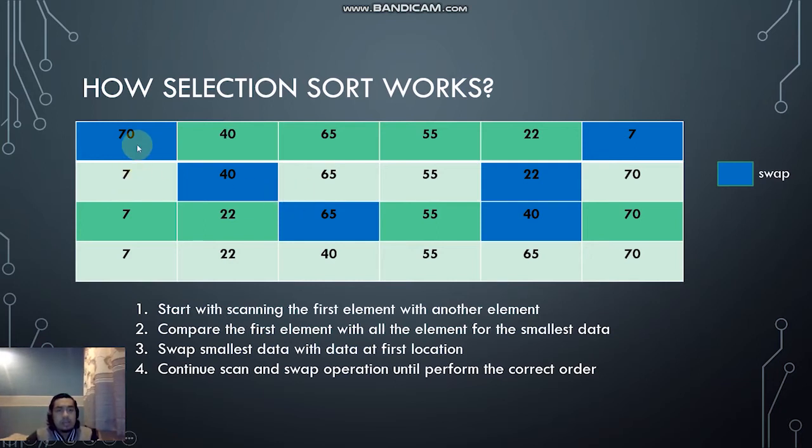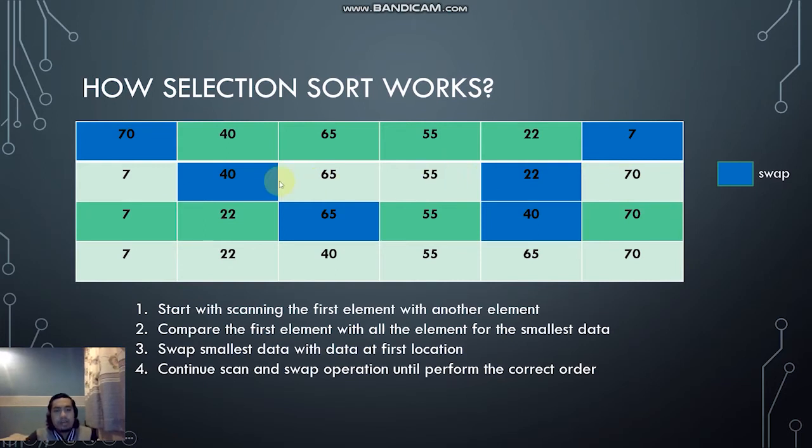So the first element is 70. So 70 needs to be compared with 40, 65, 52, 22 and 7. So we need to search for the smallest element, which is 7. Then 70 needs to swap its place with 7. So now 7 becomes the first element and 70 becomes the last element.